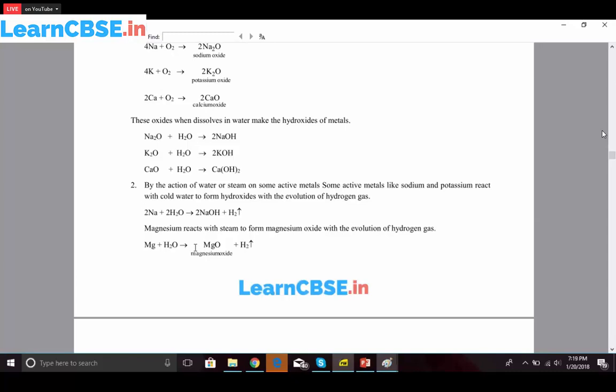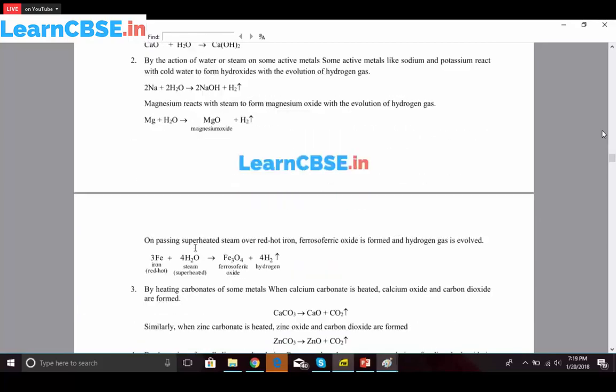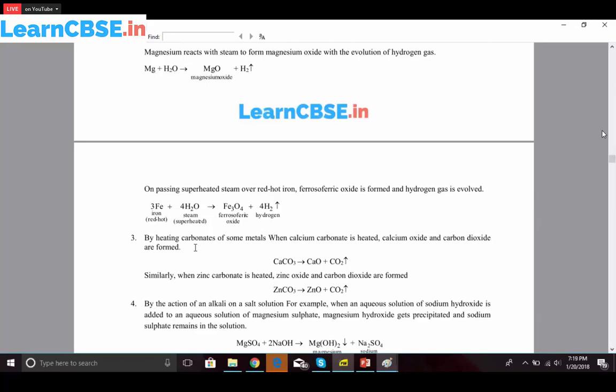The magnesium reacts with the steam. Magnesium cannot react with cold water; it can react only with the steam. Steam is nothing but water vapor, H2O in the form of gas. So when magnesium reacts with the steam, it forms magnesium oxide plus hydrogen.